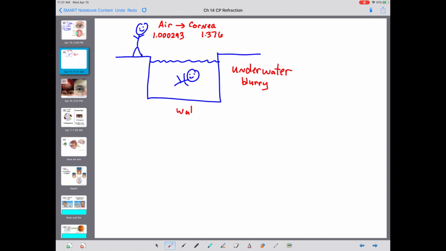When you're underneath water, then the boundary is water into cornea. Water has an index of refraction of 1.333, and that's from our table. Cornea has an index of refraction of 1.376. Those are almost the same, and because they're almost the same, you can't bend the light with your cornea, and if you can't bend the light, you can't see clearly, and so everything is blurry underwater because basically your cornea can't bend the light, because there is not enough difference in the index of refraction.